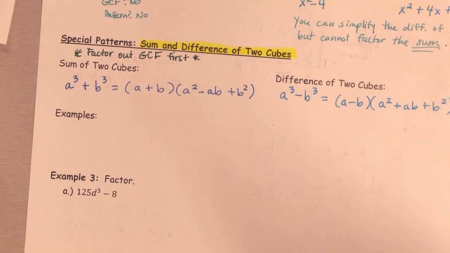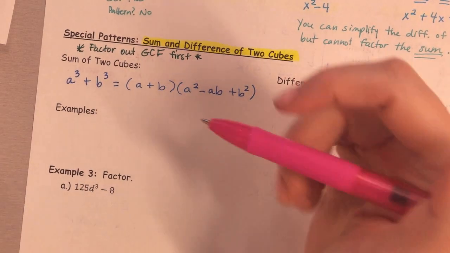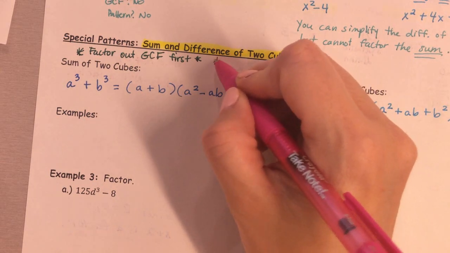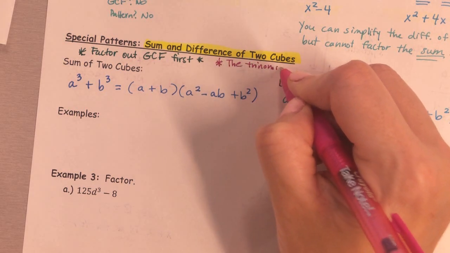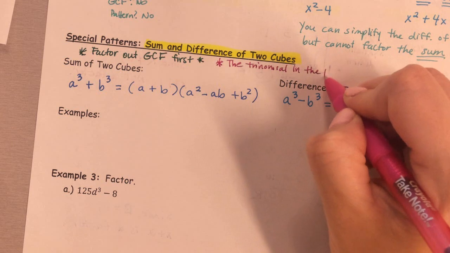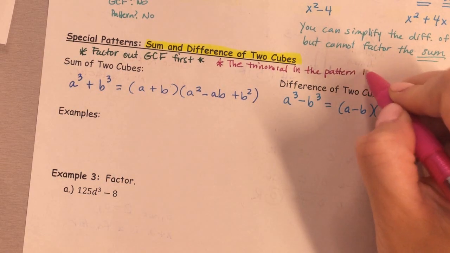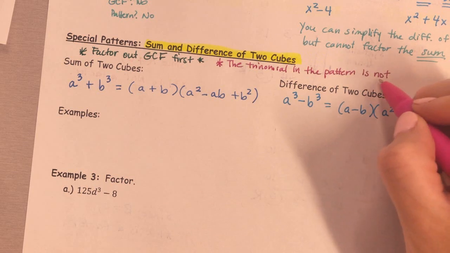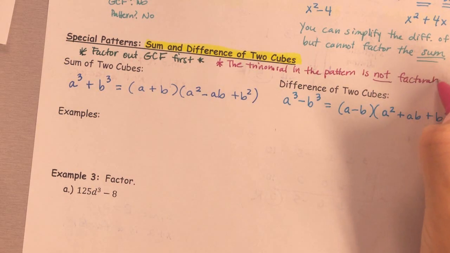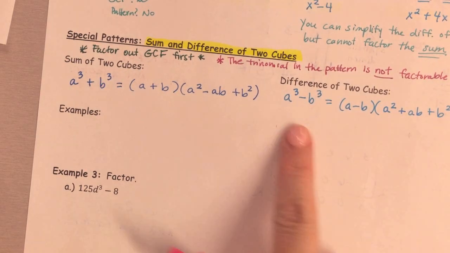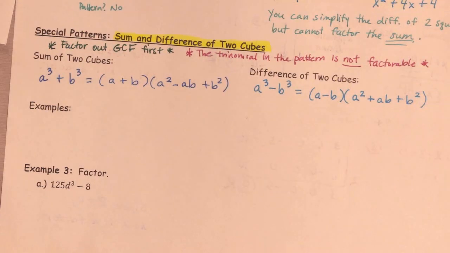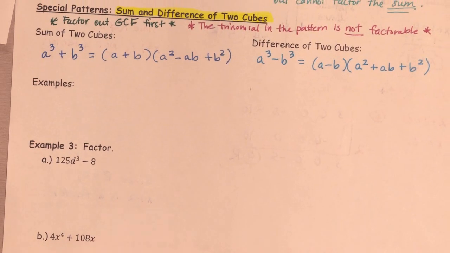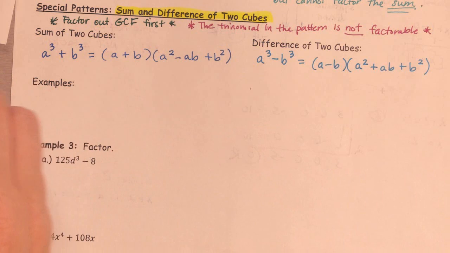The second thing is this trinomial that we have here, that is not factorable. Okay, so the trinomial in the pattern is not factorable. Okay, if it is a perfect square or a perfect cube, you will not be able to break down this trinomial, so you don't have to worry about doing the guess and check part if it's that special pattern. Okay, if it's that special pattern, it's going to adhere to that.